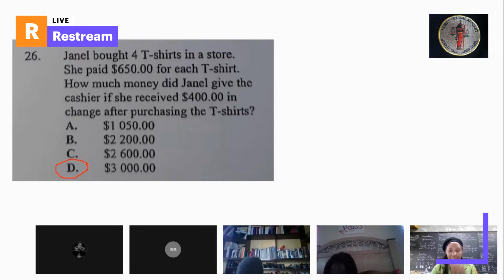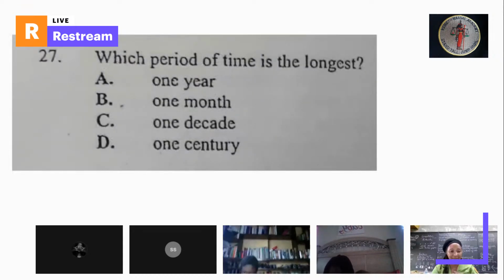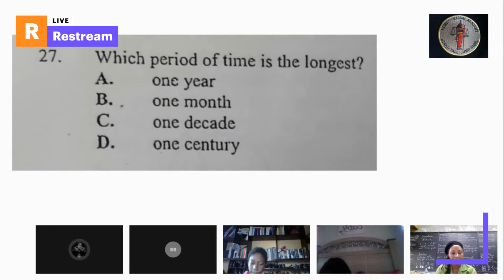So, number 27. Which period of time is the longest? You want to take this one, Legende? Okay, Miss. Which period of time is the longest? Is it 1 year, 1 month, 1 decade, or 1 century? It's definitely not 1 year, and it's definitely not 1 month. 1 century, Miss.